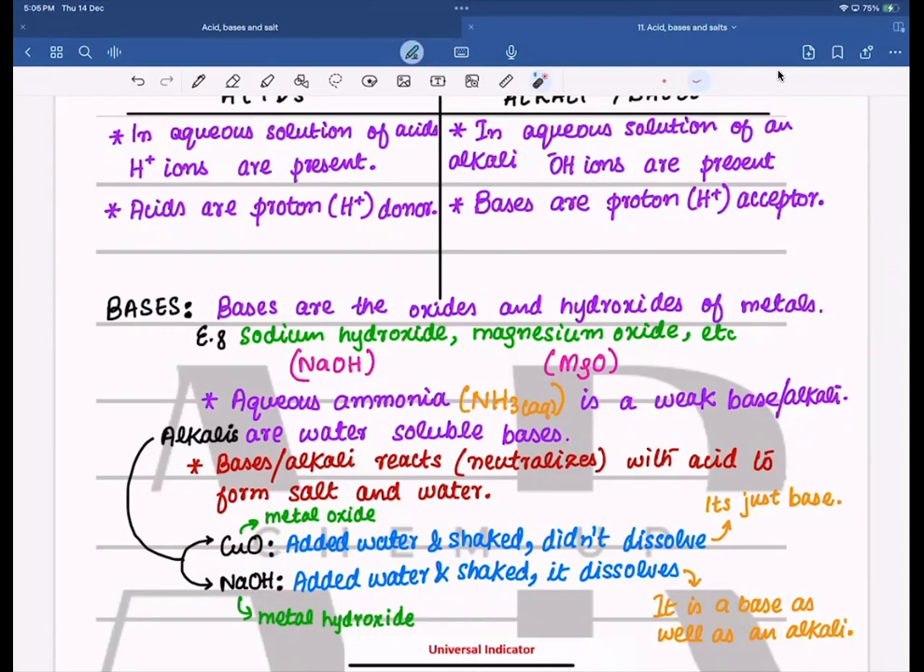We have compared the two things, one being an alkali and a base. Weak hydroxide, sorry. Metal hydroxide.